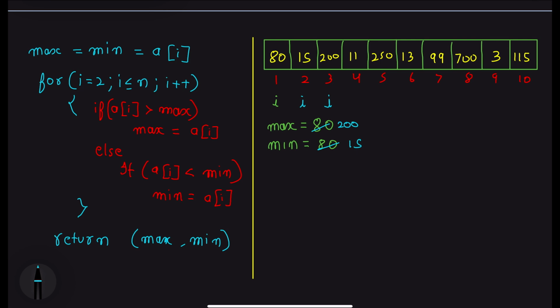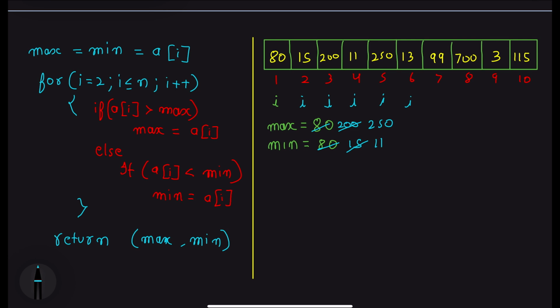Now the value of i becomes 4. We will compare 211. So 200 is greater, so we will not change. Now in the else part, we will compare 11 and 15. Here 11 is smaller than 15, so the new minimum will be 11. Now the value of i becomes 5. We will compare 200 and 250. 250 is greater than 200, so the new max will become 250. Next, the value of i will become 6. We will compare 250 and 13. So 13 is smaller than 250, so we will go to the else part. Here 11 is smaller than 13, so this time both of them will not change.